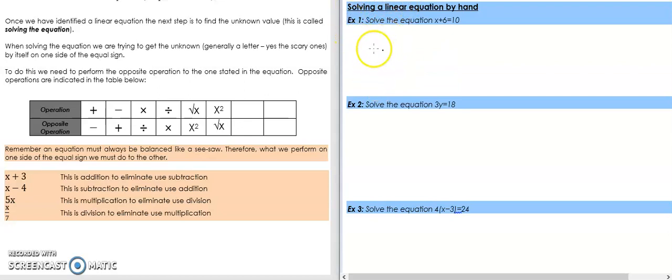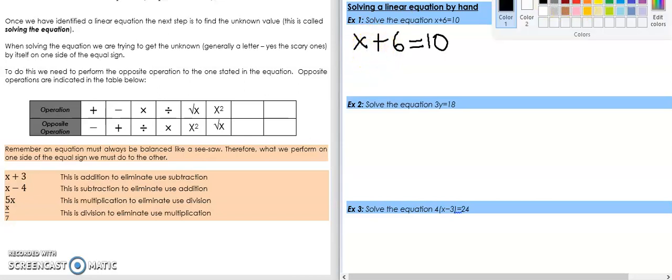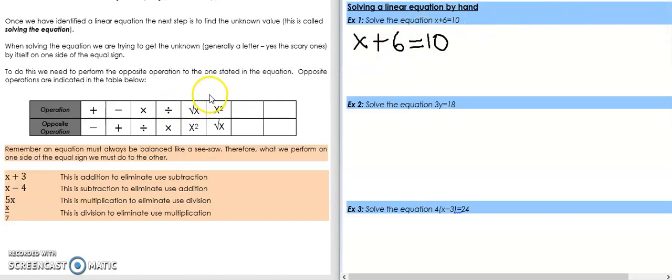So what you're going to do is copy these examples. Solve the equation x plus 6 is equal to 10. Now we know that this number is 4. It's the only number that can work. But I want to apply these opposite operations to get rid of this 6. I want to get x by itself.